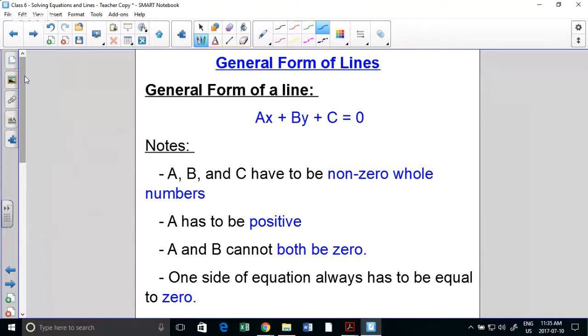So basically what this is, we have different forms of lines, and we're going to talk about two new forms of lines. So general form is the first of that. I'll let you copy this down and then we'll talk about it.